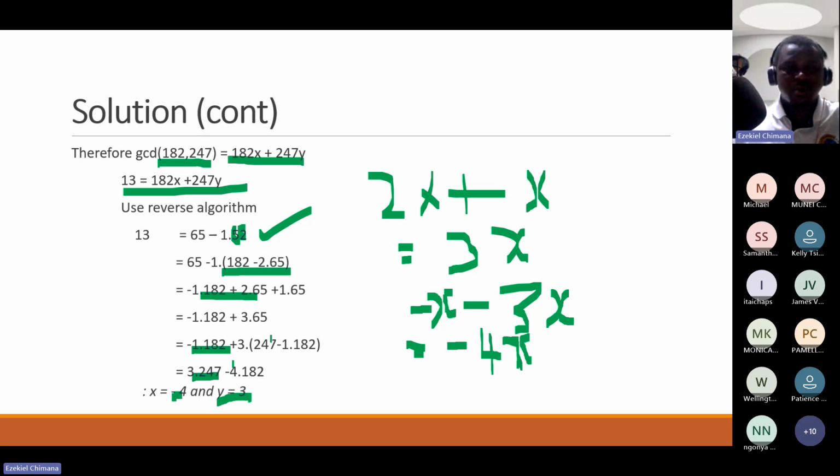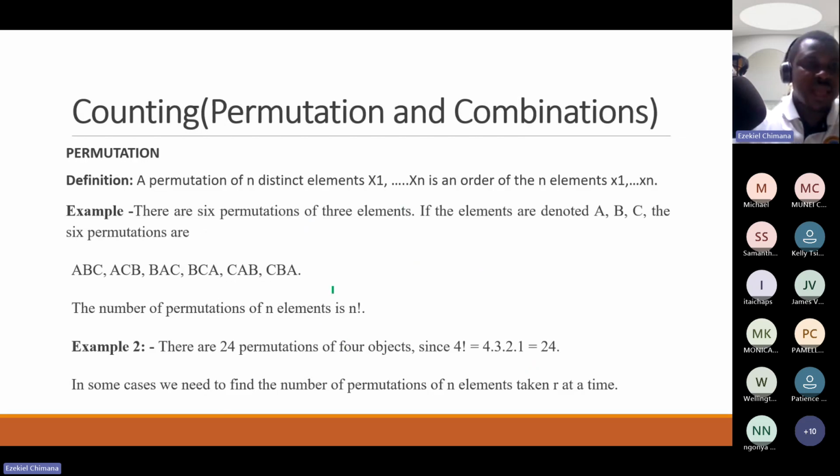So that's all about finding the GCD using the Euclidean algorithm, as well as solving the equation using the Euclidean algorithm. I don't know if I've got questions here, but that's all I have. You can go for more examples, maybe on your slides. Maybe what you are going to do, you are going to look at permutations and combinations. Let's look at permutations and combinations.